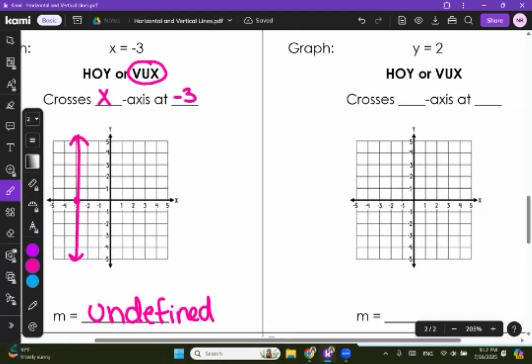Next one, y equals 2. Y is in HOY, crosses the y-axis at the number 2. So I'm going to go to the y-axis, put a point on the number 2, and draw a horizontal line going through it. H stands for horizontal. The slope of a horizontal line, look at the middle letter, is an O. O looks like the number 0.